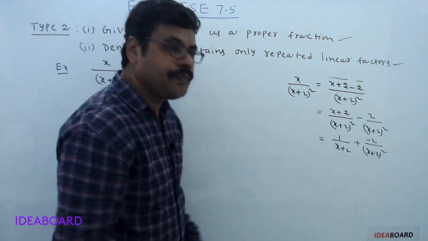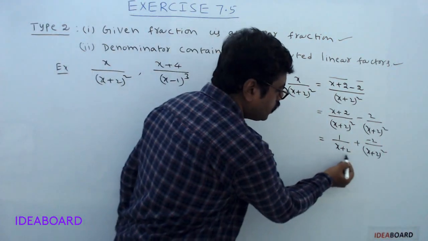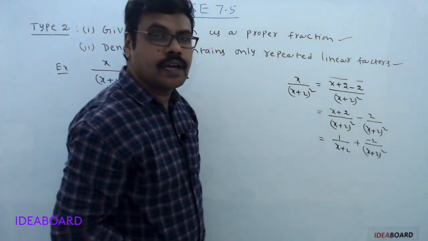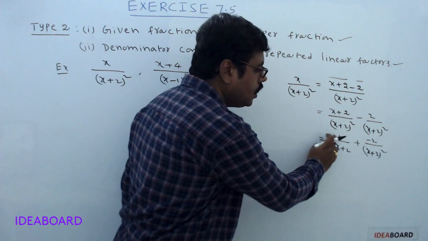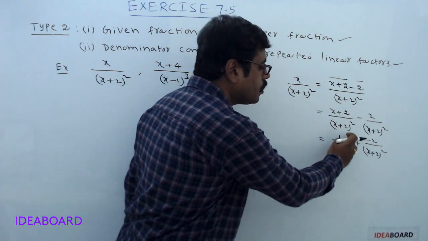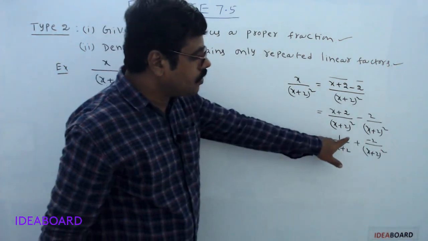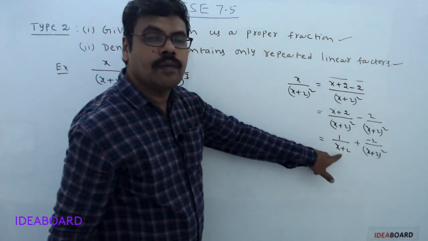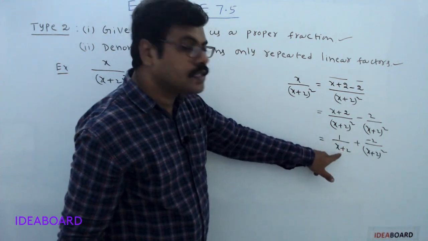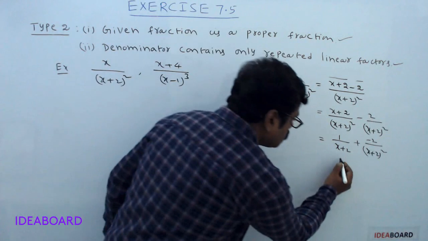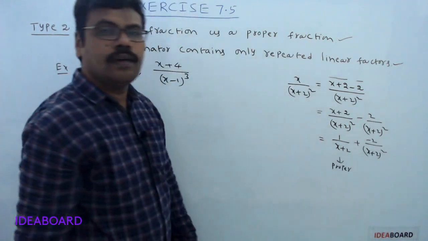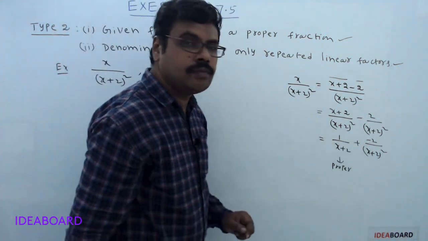Now observe this term. What is the degree of the denominator? Degree of denominator is 1. What is the degree of the numerator? 1 can be taken as x to the power 0. So, the degree of the numerator will be 0. Degree of numerator 0, degree of denominator 1. So, clearly the degree of the numerator is less than the degree of the denominator. So, it is a proper fraction.